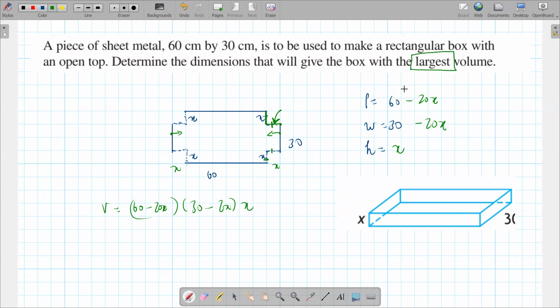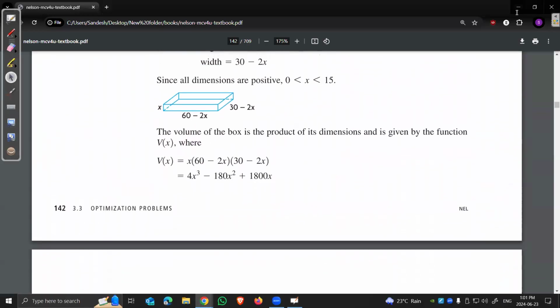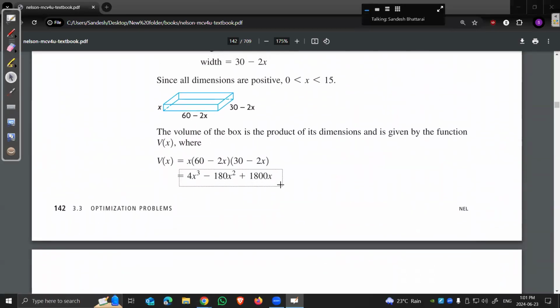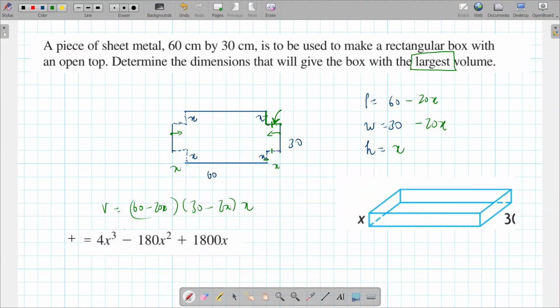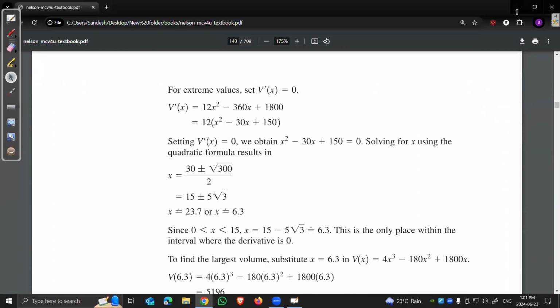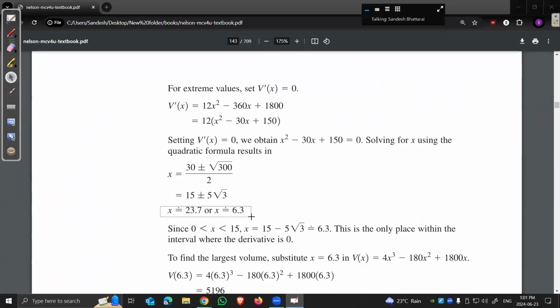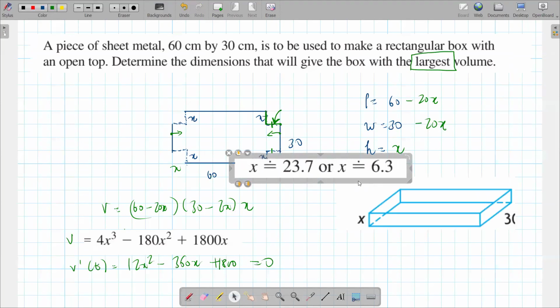What do we need to do to the volume function? Max or min? Max, right? So we need to find V prime, open this bracket, find V prime, set it to 0. I'm just going to steal their open bracket thing because our values are the same. So when you open this bracket, this is what you get. This is still V. Let's find V prime: 12x squared minus 360x plus 1800. Let's set this equal to 0. You have to use the quadratic formula. It'll give us two different x values.